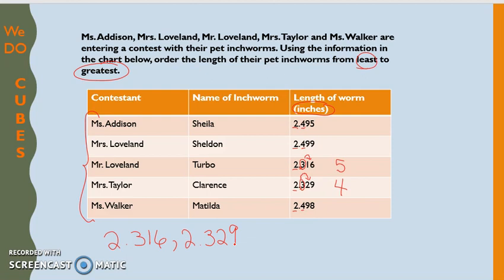Now let's look at the hundredths. Well, now if we look at the hundredths, we notice that they all have 9 hundredths. So what do we do? We look at the very last place value, which is the thousandth. And if I look at the thousandths, you will notice that Sheila, Miss Addison's worm, has 5 thousandths. Mrs. Loveland's has 9, and Miss Walker's has 8. Well, if we're ordering least to greatest, Miss Addison's would now have the next least amount, so she would be in 3rd place at 2.495.